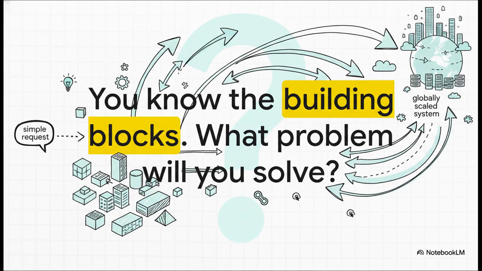So there you have it. From one simple request all the way to a globally scaled system, you now have the foundational knowledge of how it all clicks together. And these aren't just abstract ideas. These are the real tools that engineers and architects use every single day to build the digital world around us. The only question left is, what problem are you going to solve with it?